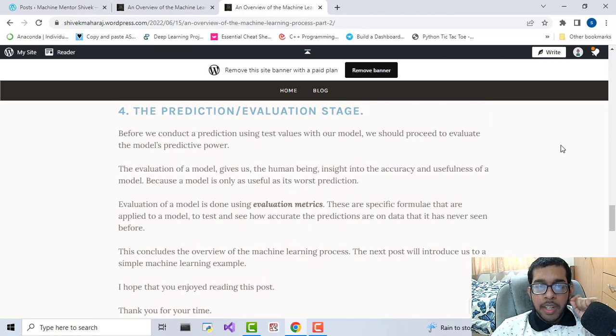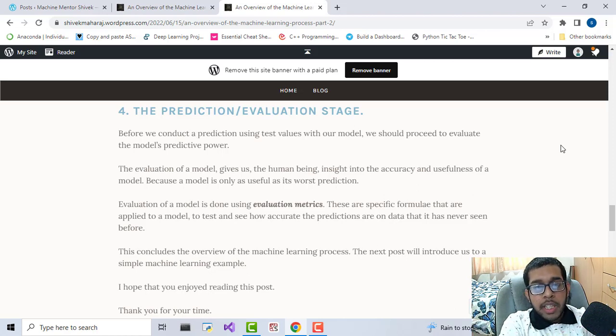prediction/evaluation stage. You see, guys, before we conduct a prediction using test values with our model, we should always proceed to evaluate the model's predictive power. Now, the evaluation of a model gives us, the human being, insight into the accuracy and usefulness of a model. Because logically speaking, a model is only as useful as its worst prediction.